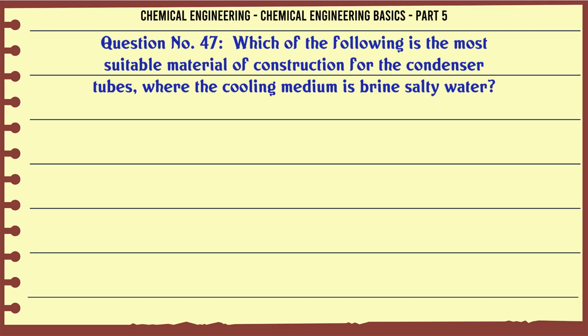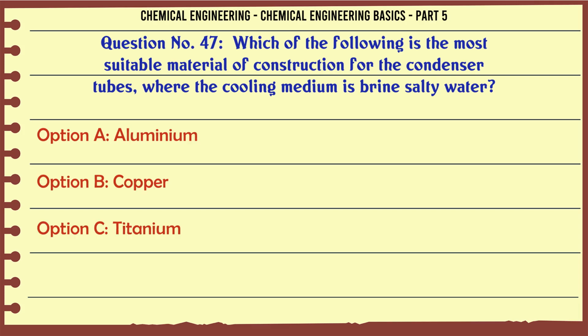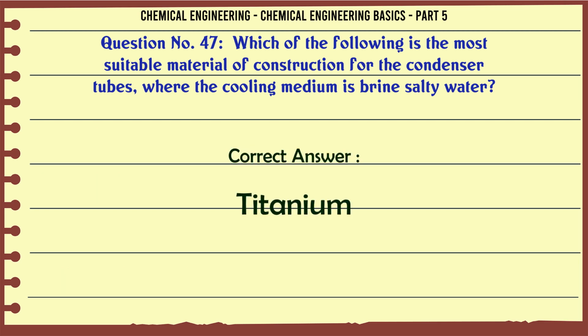Which of the following is the most suitable material of construction for the condenser tubes where the cooling medium is brine, salty water? A. Aluminium, B. Copper, C. Titanium, D. Stainless steel. The correct answer is titanium.